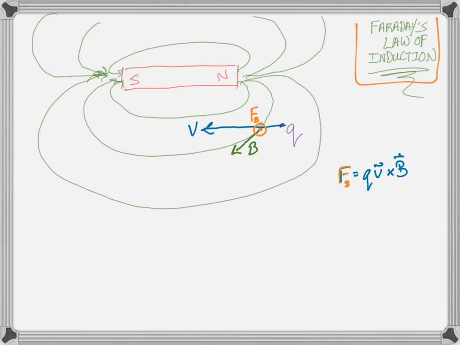And what is a moving magnet? It's just a changing magnetic field. It's not a stationary magnetic field. It's not a static magnetic field. It's a changing magnetic field. So what Faraday's law of induction says is that changing magnetic fields create forces on stationary charges, makes them move, so it therefore creates currents.